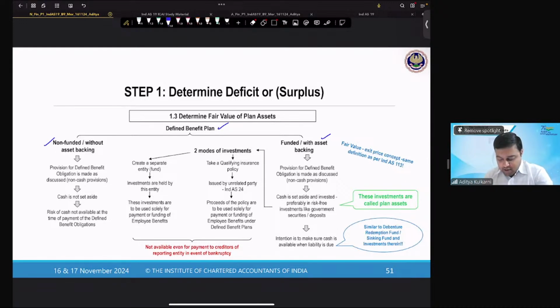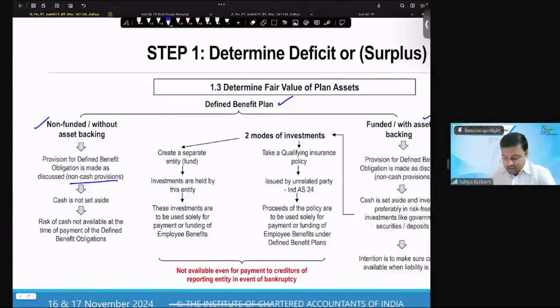It is a provision for defined benefit obligation, which is a non-cash provision. Cash is not set aside. What is the risk? Cash may not be available at the time of payment of the defined benefit obligation. Are we convinced with this? Yes, everyone? Yes, sir. All right.